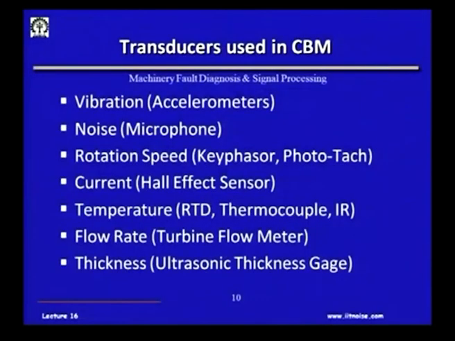With this kind of background on instrumentation, we will now be specific and discuss the specific transducers in the subsequent classes. In particular, these are the mechanical parameters: vibration, noise, rotational speed, current, temperature, flow rate and thickness, and these are the transducers which are conventionally used: accelerometers, microphones, keyphasers, phototach, RTDs, flow meters, and ultrasonic thickness gauge. The principles behind this equipment we will be discussing in the subsequent classes.